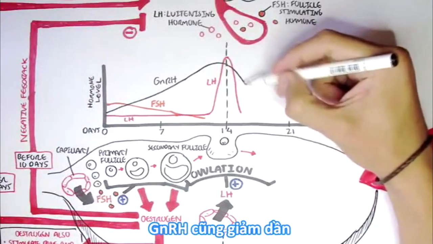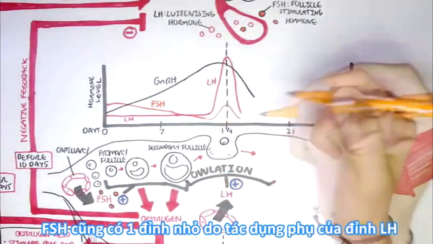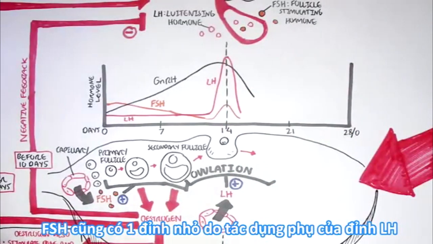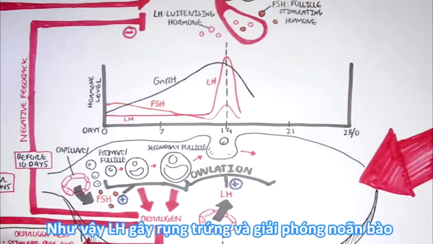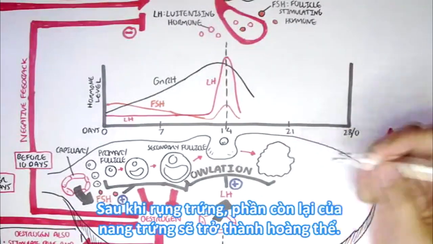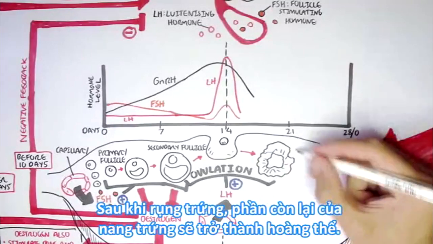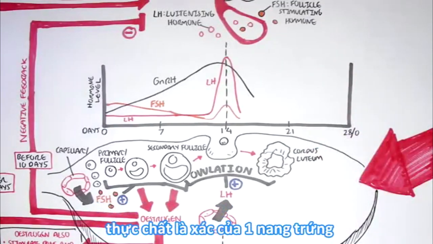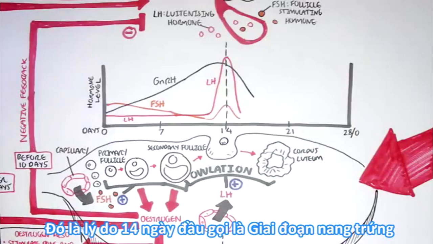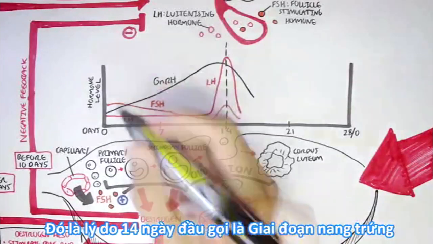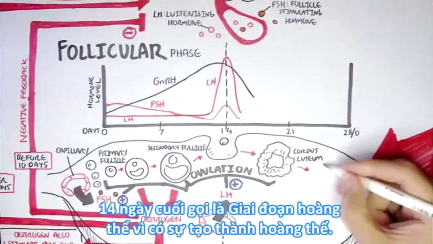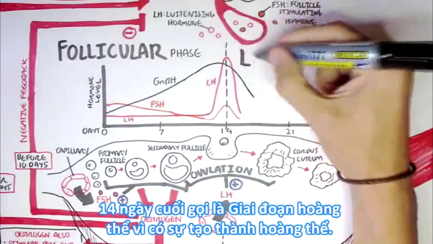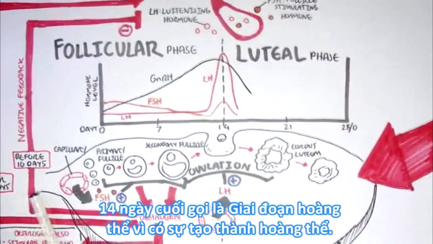Gonadotropin-releasing hormone will slowly drop as well. Follicle-stimulating hormone also had a small spike as a side effect of the surge of luteinizing hormone release. So luteinizing hormone triggers ovulation. An oocyte is released. After the follicle ovulates, the follicle will turn into a corpus luteum, which is basically a dead follicle. That is why the first 14 days of the menstrual cycle is called the follicular phase, because it all has to do with the follicles and their maturation. And the last 14 days is known as the luteal phase because we have the formation of the corpus luteum.